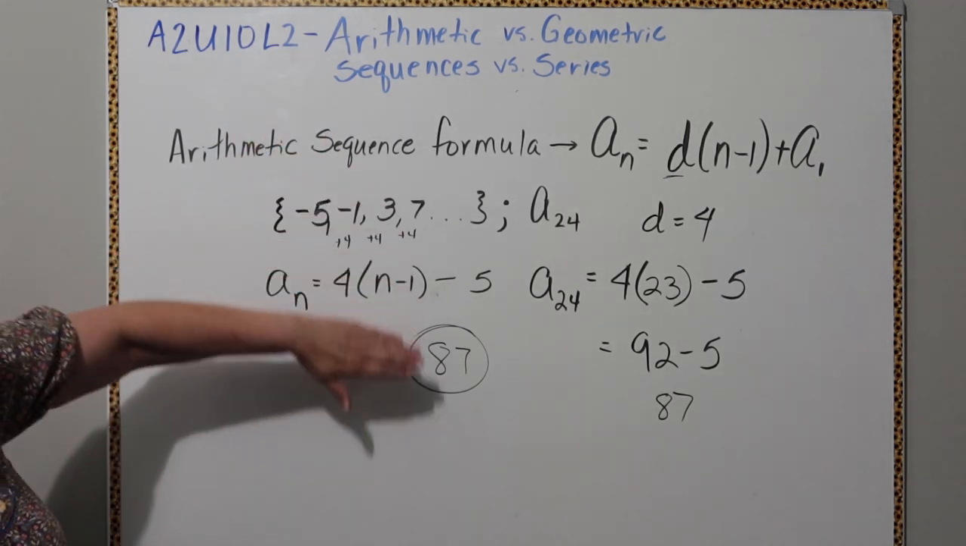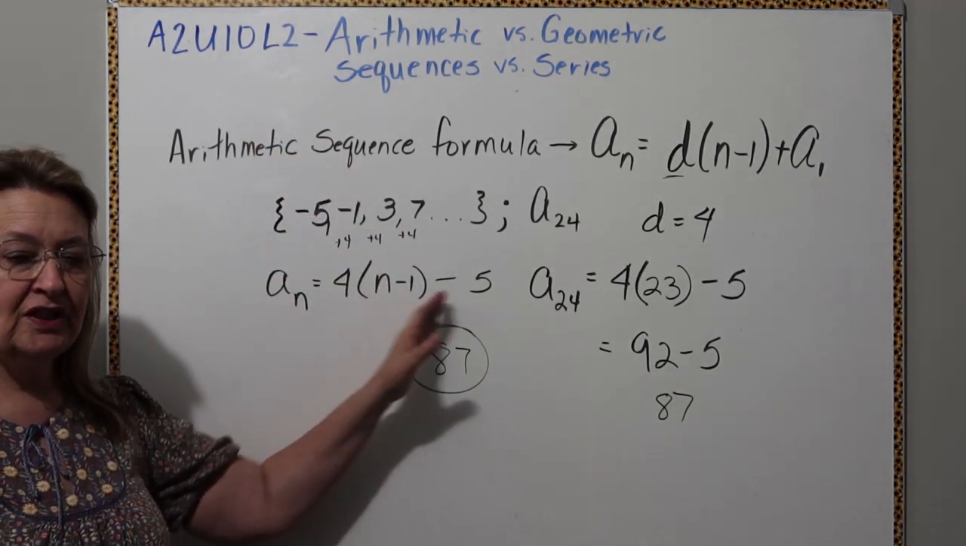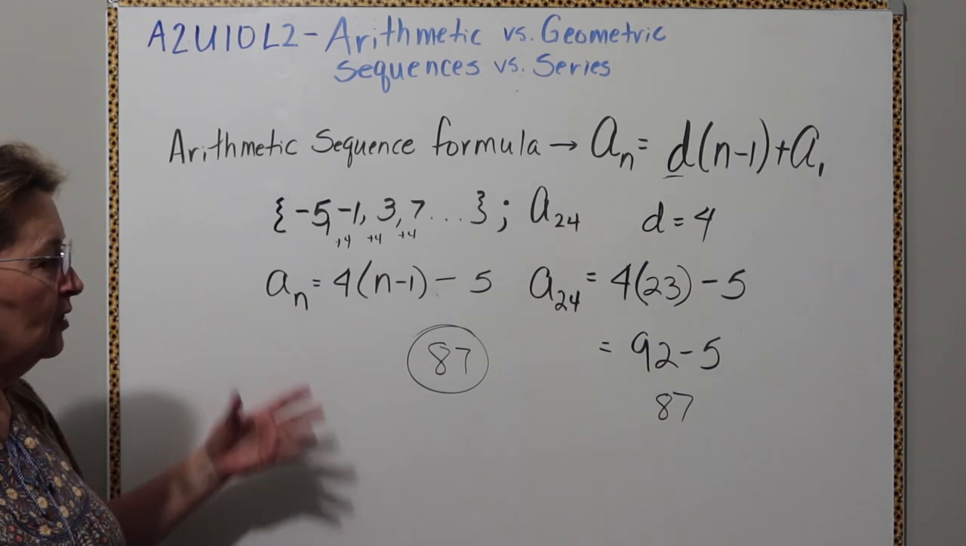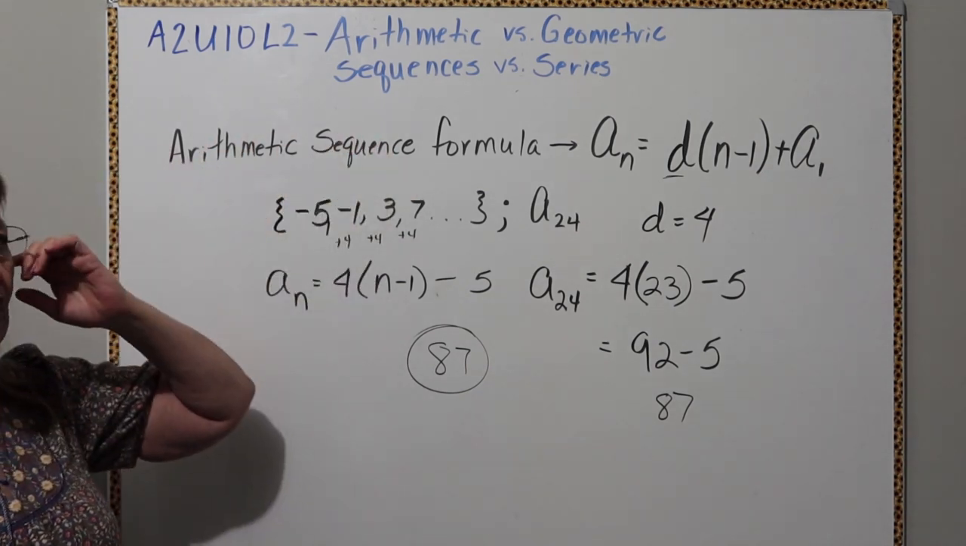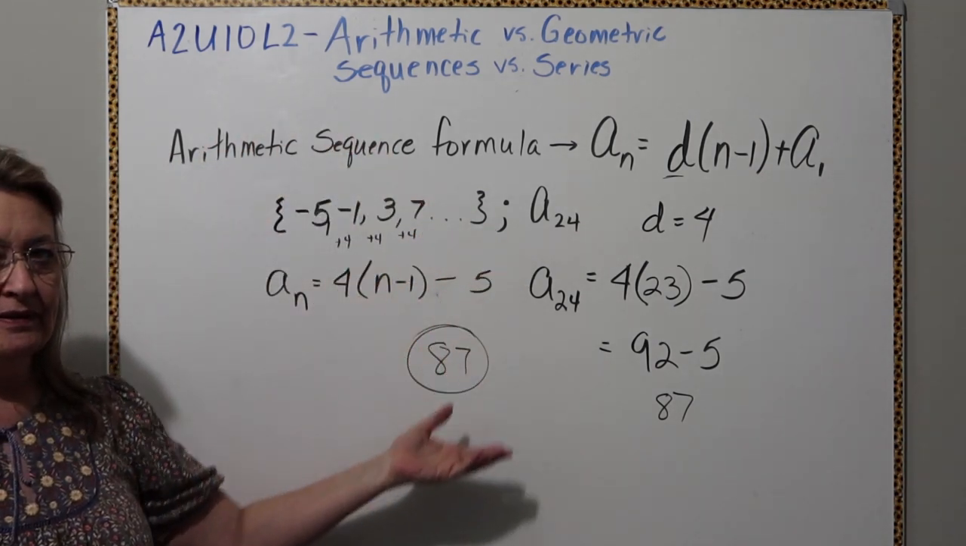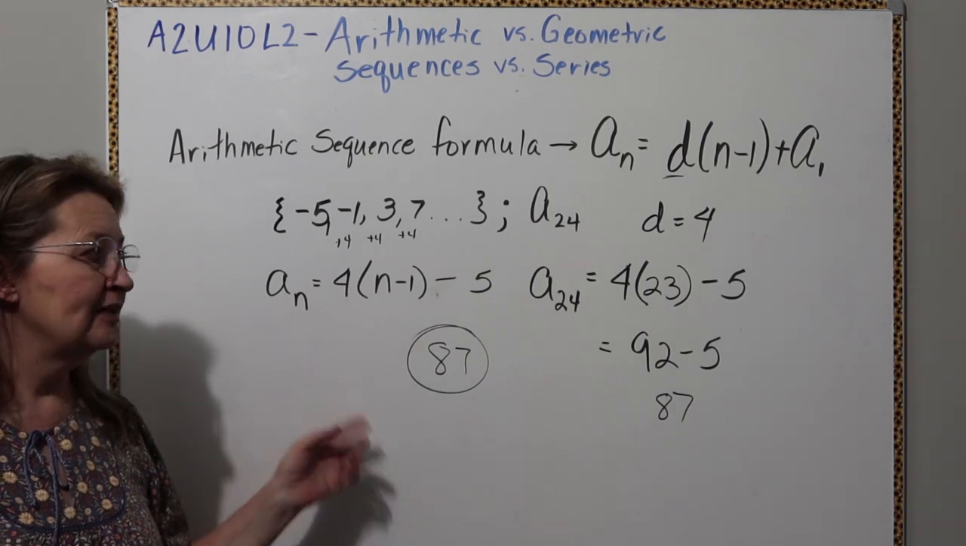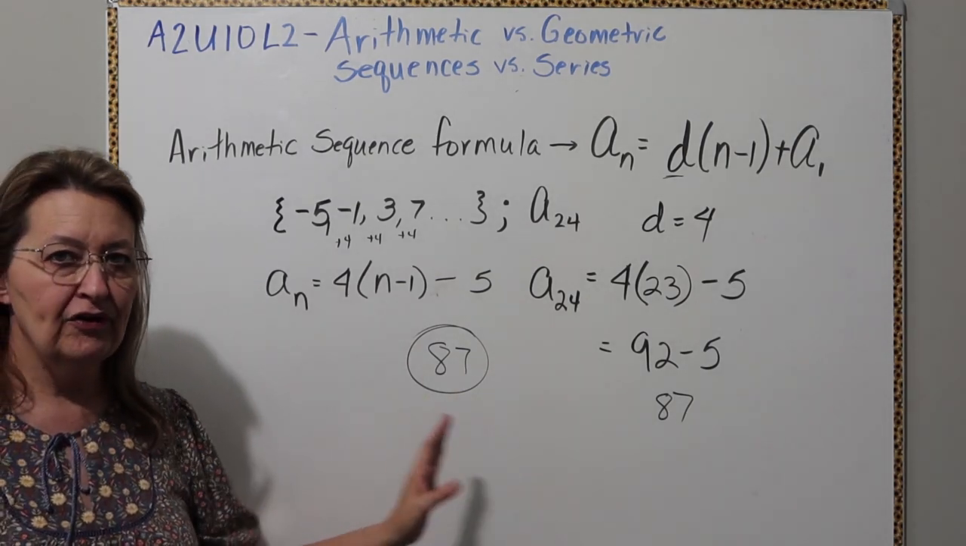Now do you see how much easier arithmetics are going to be? Because you can skip to anywhere you want to. So would this be a recursive or would this be an explicit? It is explicit because we don't have to find all the terms in between.